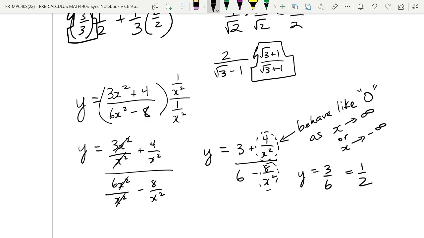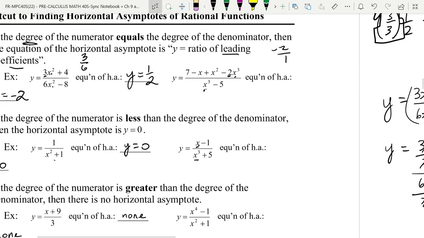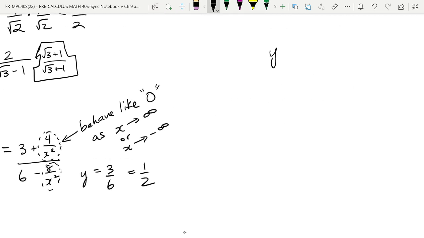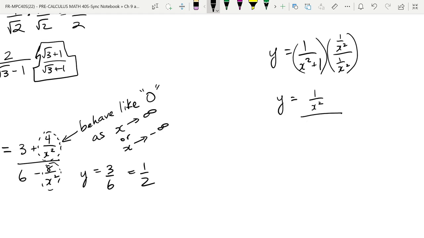And that method works for all of the shortcuts. So let's try another one. Let's try one from the second one. What happens when the bottom is a different degree than the top? So y equals 1 over x squared plus 1. So I'm going to times by 1 over x squared, because that's the highest degree I have in my question. And that's going to be 1 over x squared. And then I'm going to have x squared over x squared plus 1 over x squared. And then imagine what happens here. I guess these can cancel. I guess I could do one quick simplification here.